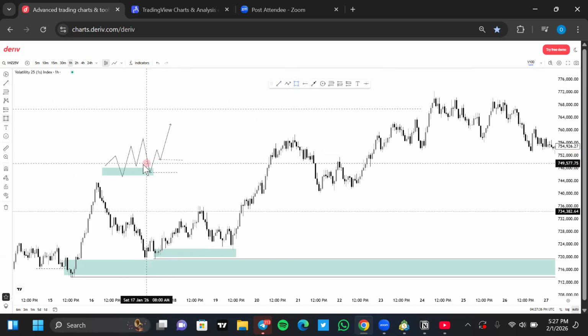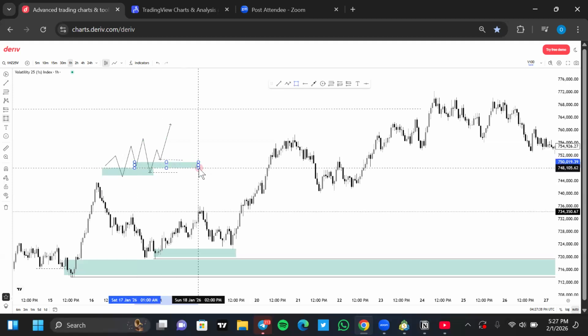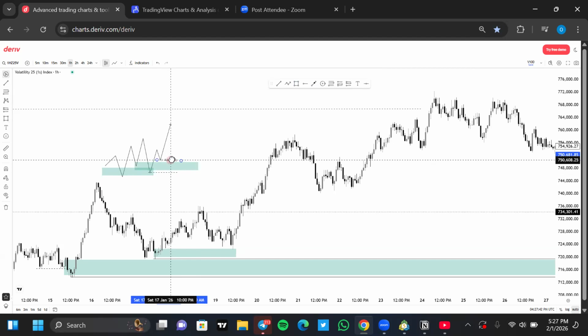I don't know if you guys are getting what I'm saying. This one here will become your POI here. So you'll be anticipating that price should come back into the zone. Then you take your buy. That is what I was anticipating here.